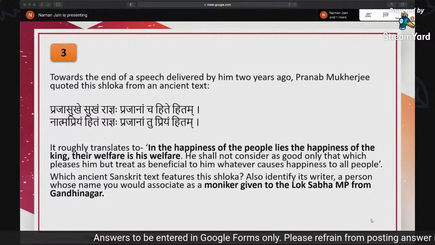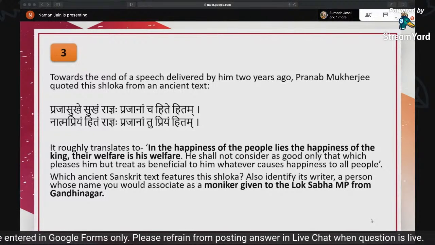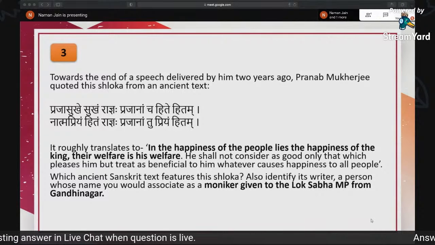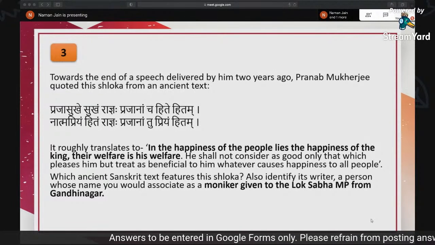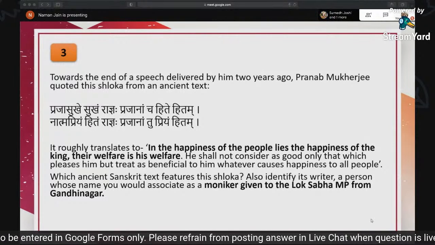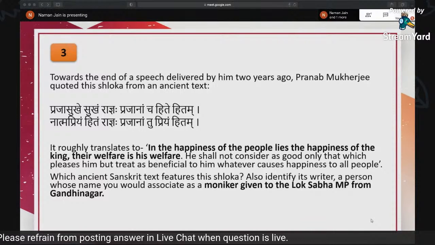But the most famous we know now, we often refer to the Lok Sabha MP from Gandhinagar by this ancient person's name, a very, very famous person. Many memes are made upon him. So I just need the name of the ancient person and which famous text he wrote. Two parts, ancient person and which famous text. I don't need the name of the Lok Sabha MP from Gandhinagar. He's just referred to by this name.